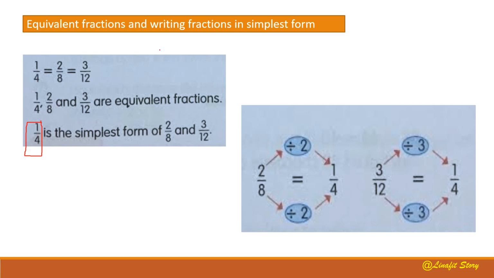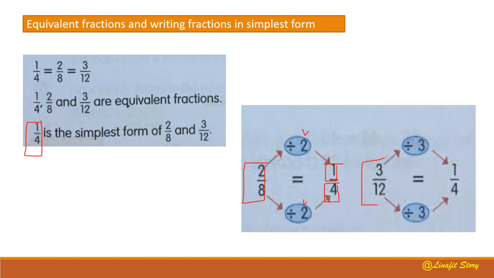So how to simplify the fraction? So for example, 2 out of 8. You have to divide the top number and the bottom number by the common factor between 2 and 8, which is 2. So 2 divided by 2 equals 1. 8 divided by 2 equals 4. So 2 out of 8 is equivalent to 1 out of 4.